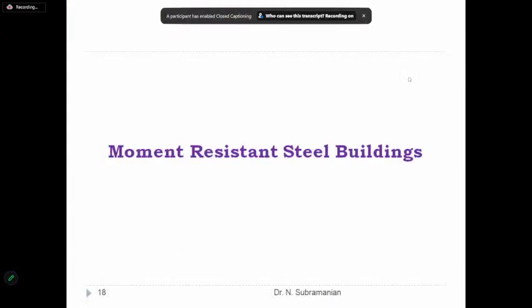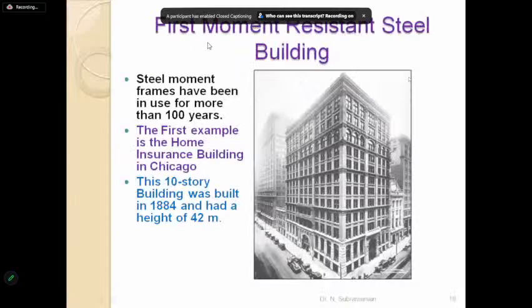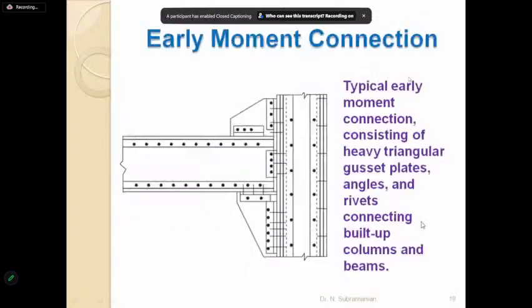So let us go to the next section, that is moment resistant steel buildings. First, moment resistant steel buildings in the USA. Steel moment frames have been in use for more than 100 years. The first example is the Home Insurance Building in Chicago. This is a 10-story building. It was built in 1884 and has a height of 42 meters.